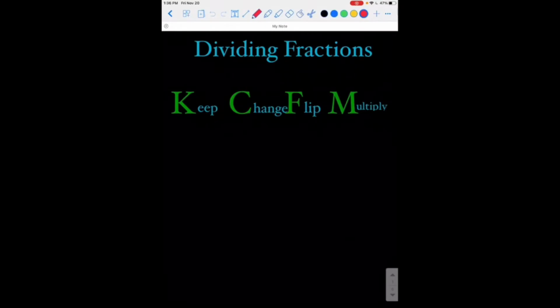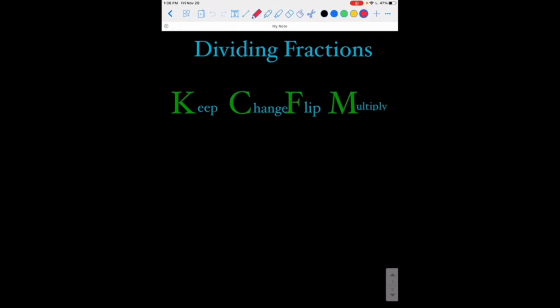In this video, you will learn about dividing fractions. So right below here, I have written K, C, F, M. Keep, change, flip, multiply. This order, KCFM, will help us remember the steps we need to follow when we divide fractions. I'll get into how you actually use this when we do some more examples.